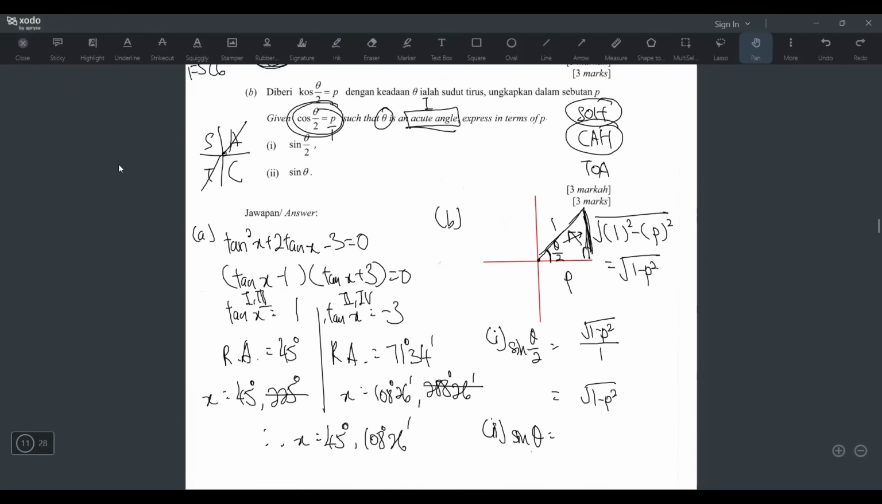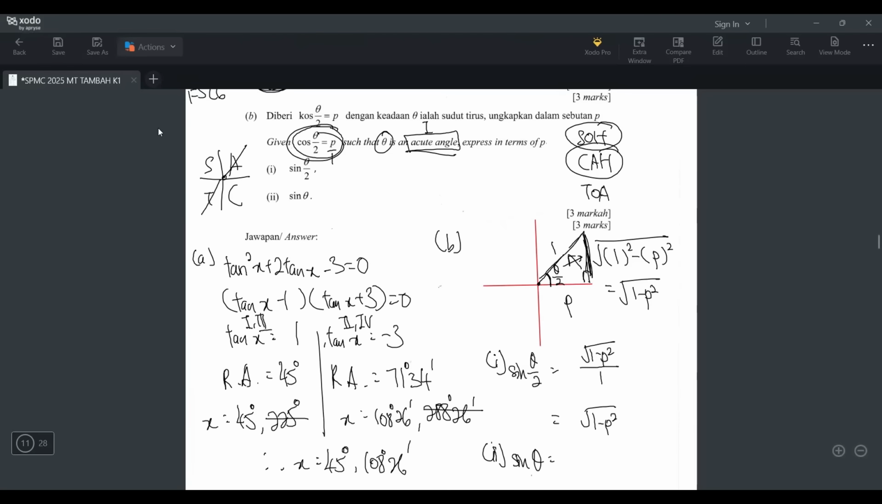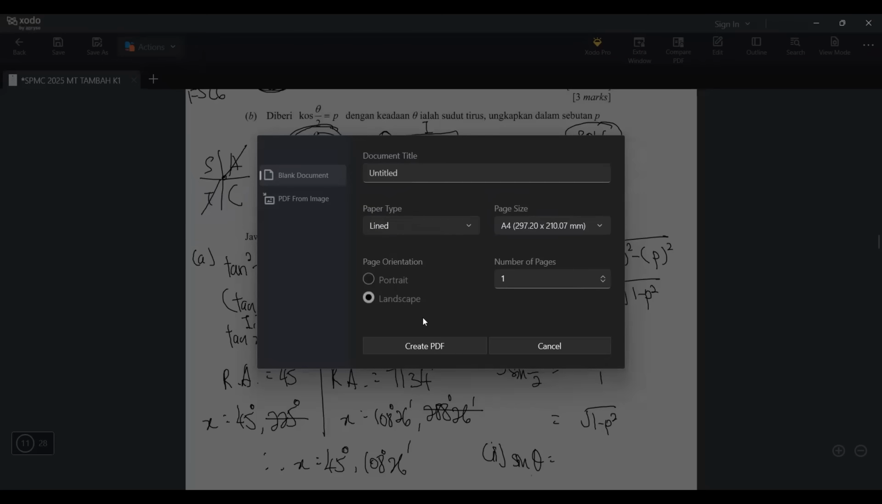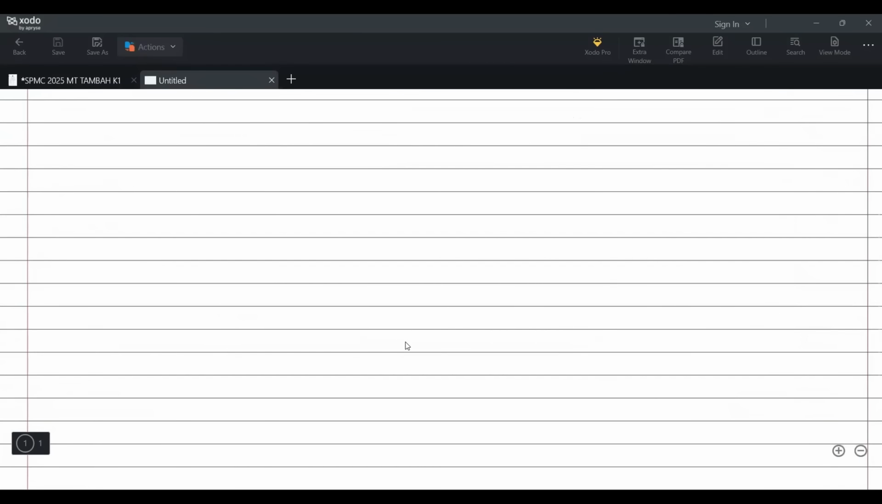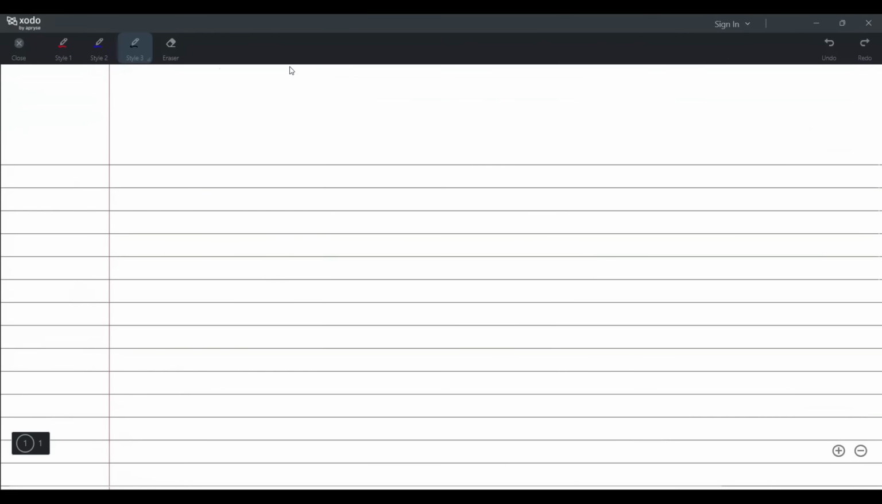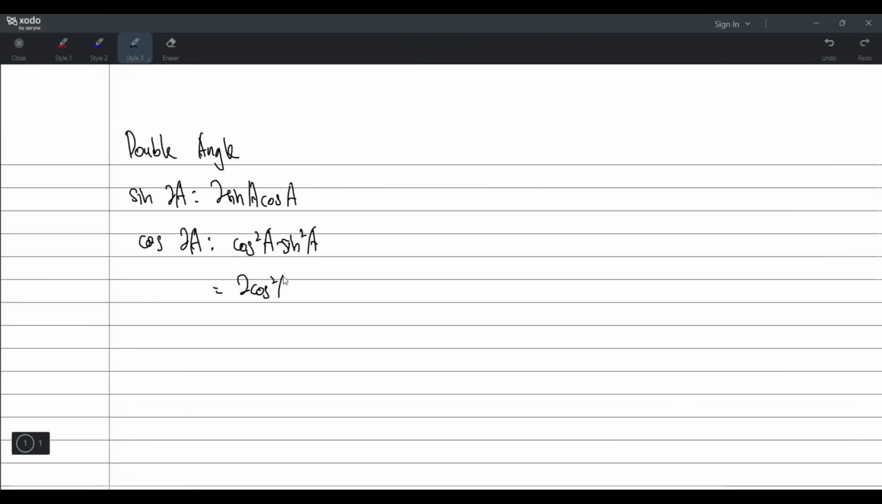Let me open a new page and write the half angle formula for you. The half angle actually comes from the double angle. If you are my student, you know about this. So the double angle formulas: the first one is sine 2A equals 2 sine A cos A. And then you have cos 2A, which is cos square A minus sine square A. And you can also change it to 2 cos square A minus 1, and also 1 minus 2 sine square A. There's the tangent 2A also, but I won't write that one because we will not be using it.